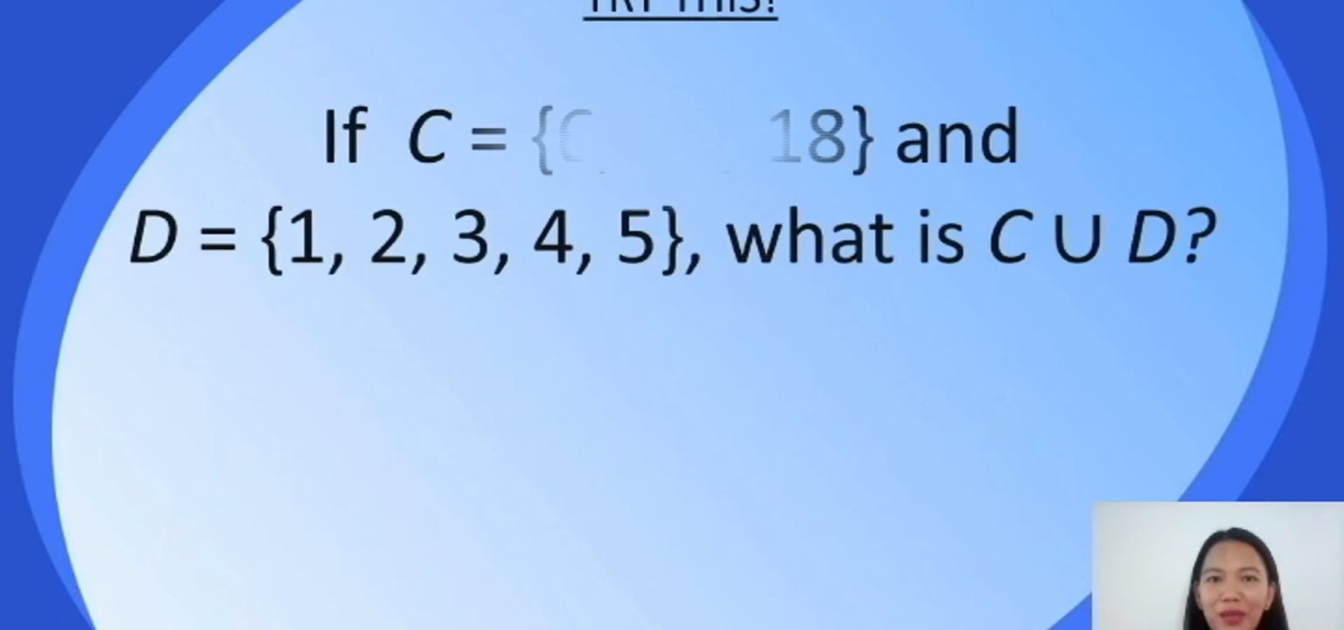Now, try this one. If C is equal to 6, 12, and 18, and D is equal to 1, 2, 3, 4, and 5, what is C union D?